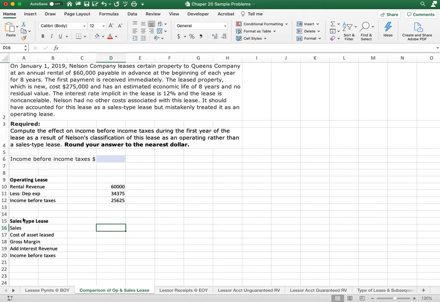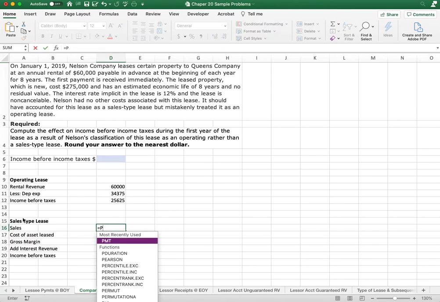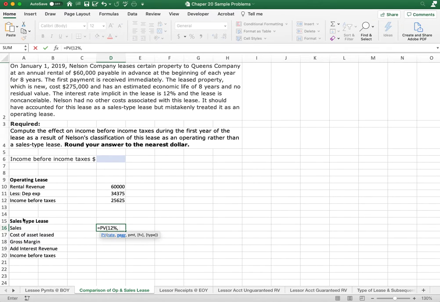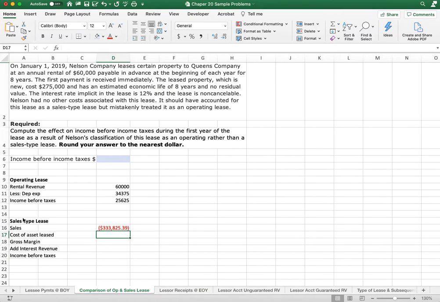And so our sales is going to be the present value of those payments of $60,000. So we'll say equals PV, open parentheses, rate is 12%. There were 8 years, so 8 periods. Payment is $60,000. And then we need to do the beginning of year type, so we need to put comma, comma, 1 to indicate beginning of year, close parentheses. And I'll put a negative sign in front of this so that it displays it as a positive. $333,825.